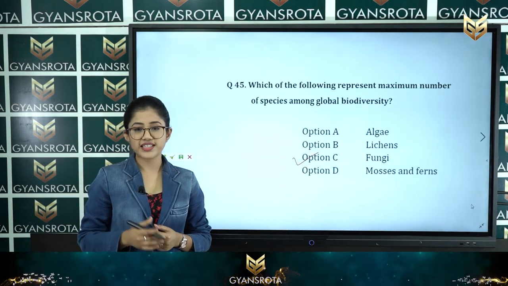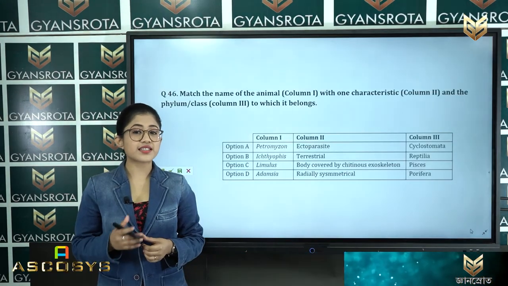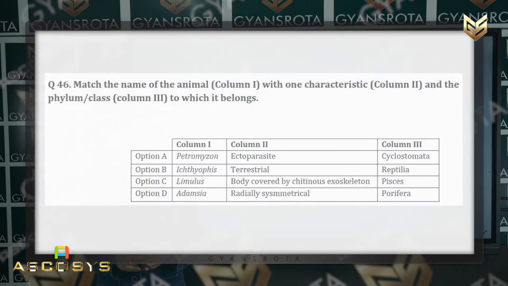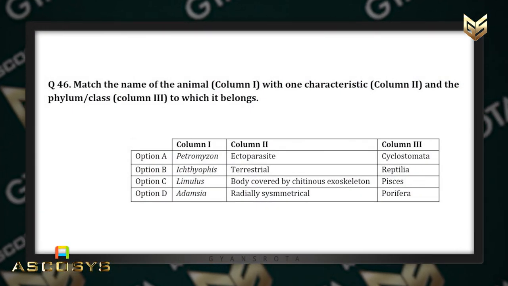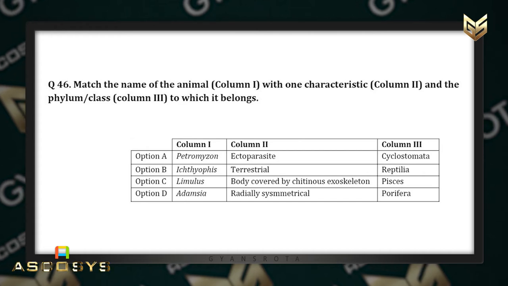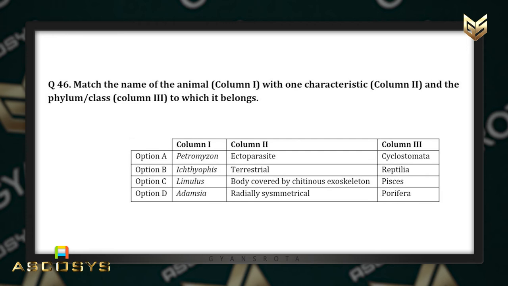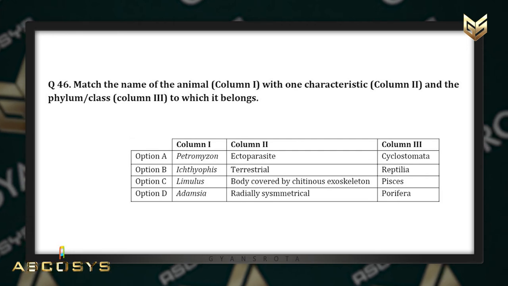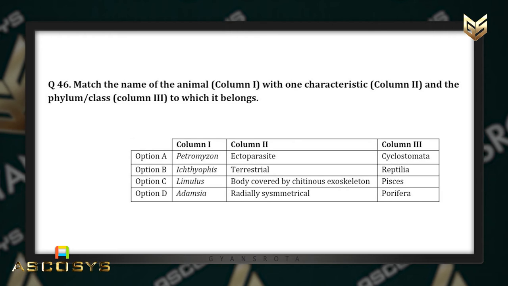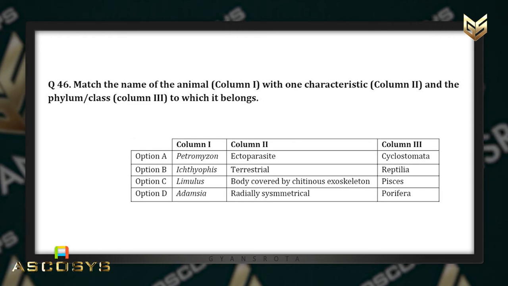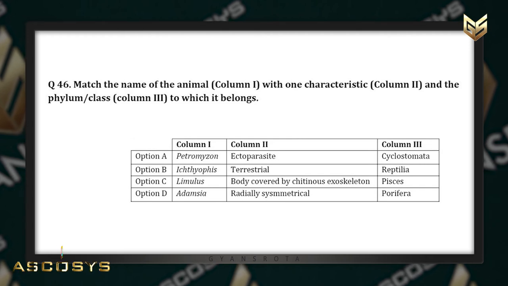Now let's move on to the next question, that is question number 46. Match the name of the animal in column number 1 with one characteristic in column number 2 and the phylum or class in column number 3 to which it belongs. Options are given here. Option number A, Petromyzon, that is in column number 2 it is written ectoparasite, in column number 3 it is written cyclostomata.